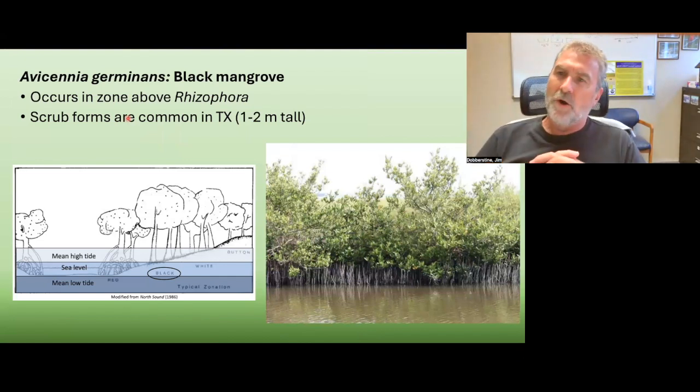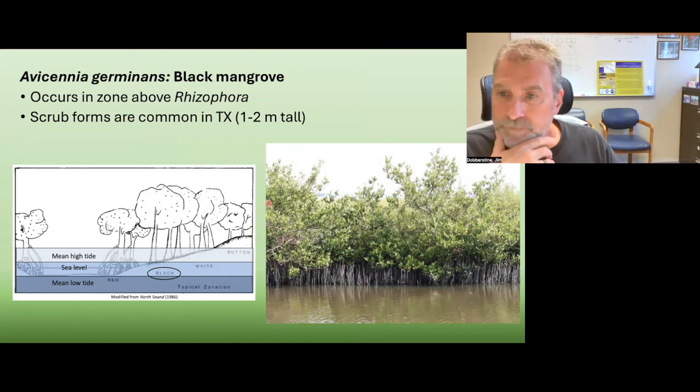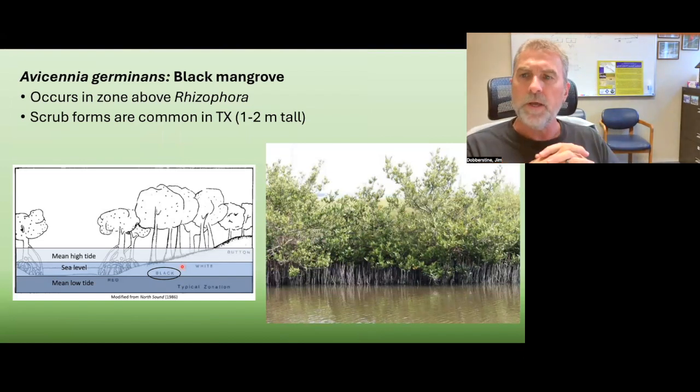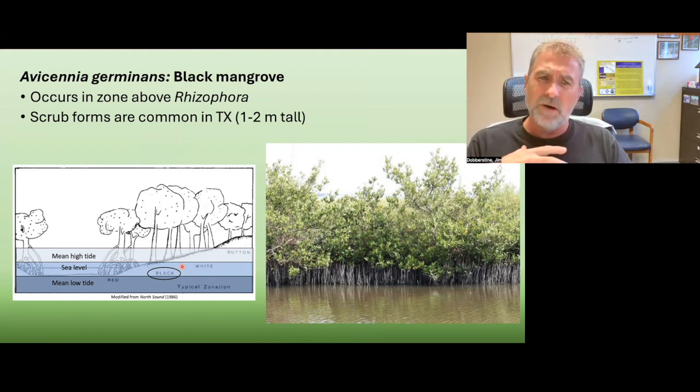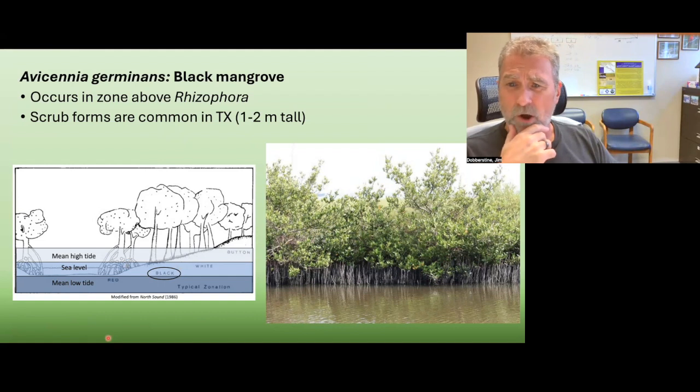Oh, well, here we go. So Avicennia germinans, or black mangrove. This one occupies the next zone, a little bit higher upslope, so it occurs above Rhizophora. The scrub forms are fairly common along our coastlines here in the northern part of the coast. Usually these are 1 to 2 meters tall. I've seen some larger ones, but at least in my experience they tend to be on the lower side, shorter rather than taller.